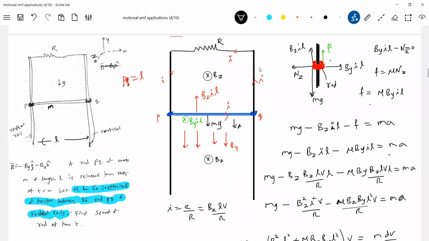Resultant force. BIL is what will press it, no? It will press the rod against the rails at 2 points. That resultant is what I'm showing. Okay, sir.